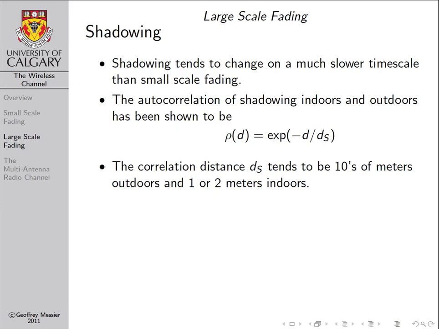As we were saying, the correlation distance will be tens of meters outdoors, because shadowing is caused by large buildings. Indoors, the correlation distance is quite a bit smaller. It tends to be on the order of 1 or 2 meters, because the obstacles indoors are things like large filing cabinets, room dividers, or doors. But again, even at a distance of 1 or 2 meters, this is still quite a bit slower than small scale fading, which tends to vary on the order of centimeters.